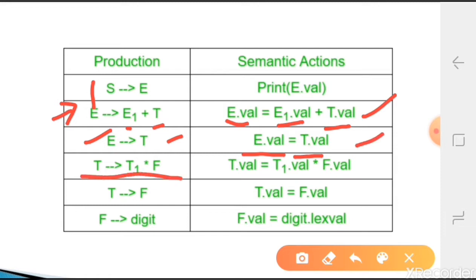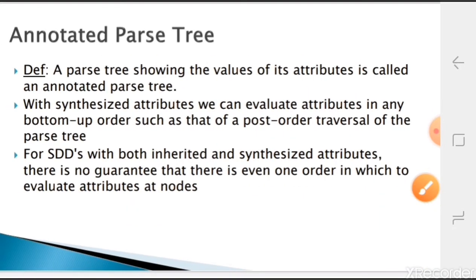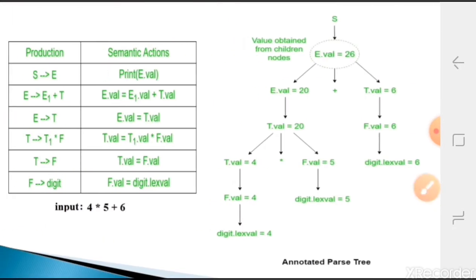In this production, if you saw, T on the left hand side depends on T1 value times F value, so this is again a synthesized one. So all these are synthesized ones, we don't have inherited ones. We'll check one more grammar, in which inherited attributes are also there. Okay, so first we'll write the annotated parse tree. Okay, so here this is the grammar.